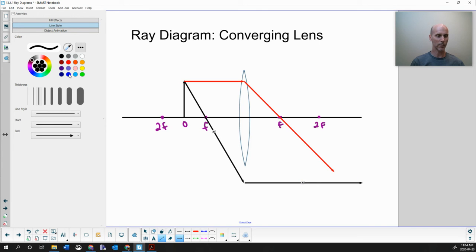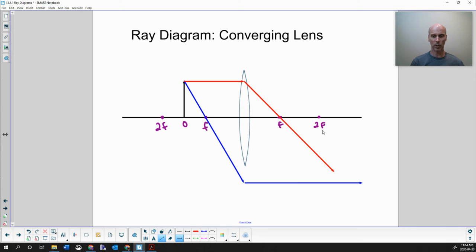Let's highlight this one by making it blue. So there's the first one, there's the second one. I can already tell I'm going to have to make a little tweak to this first one. It's not long enough to show where they intersect, but I can start to see the intersection point here. Finally, the last ray.